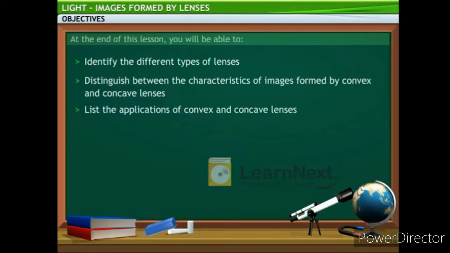In this lesson, you will learn about images formed by lenses. At the end of this lesson, you will be able to identify the different types of lenses, distinguish between the characteristics of images formed by convex and concave lenses, and list the applications of convex and concave lenses.